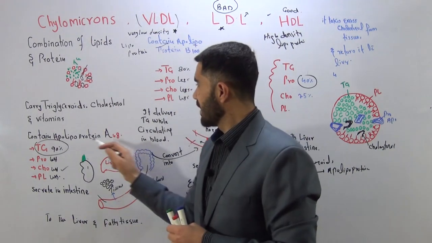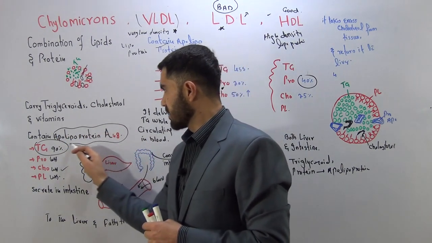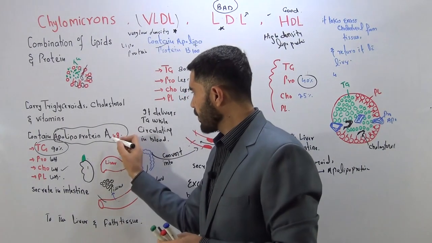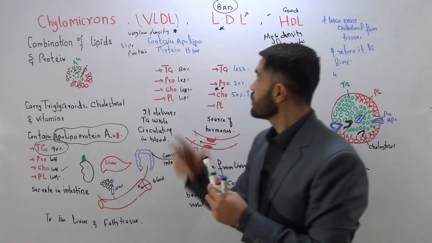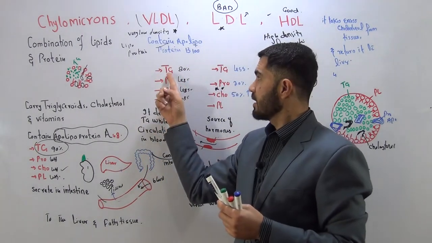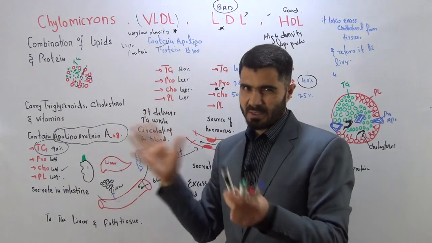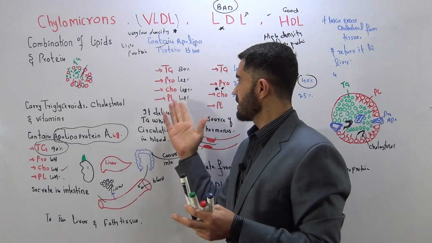That is apolipoprotein A48. This is just the name that you have to memorize. Apolipoprotein A48 is the protein that is present in chylomicrons. But if you come to the VLDL, where triglyceride is there, just like chylomicrons, it is also 80% or 90%, roundabout, much more. Protein is less, cholesterol is less, phosphate is less.